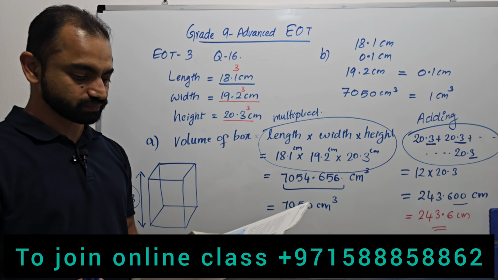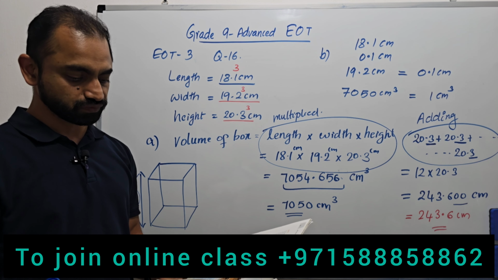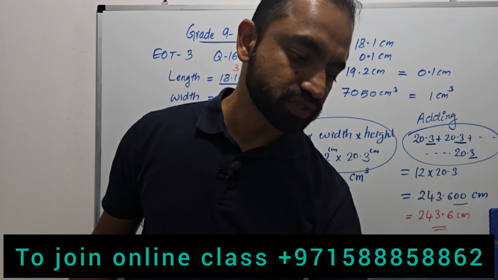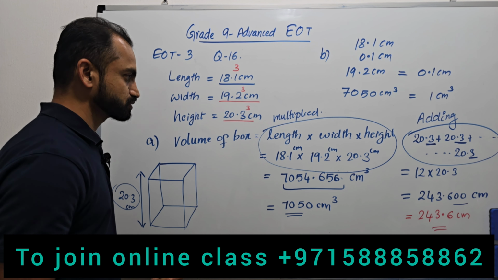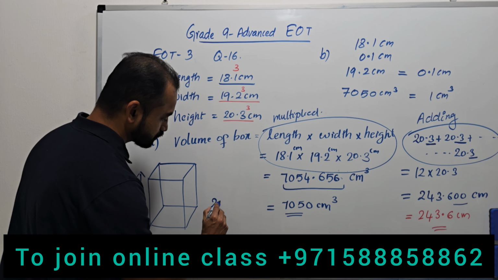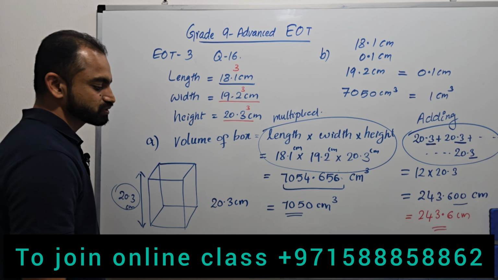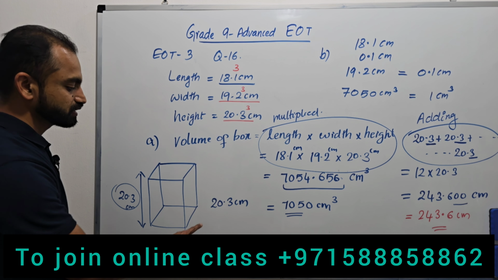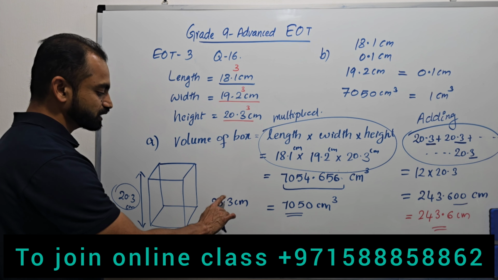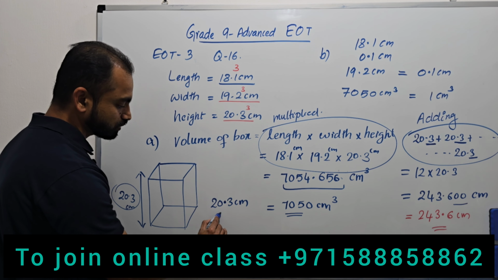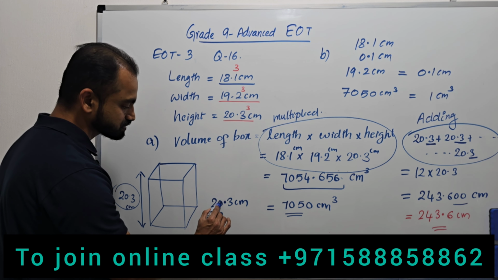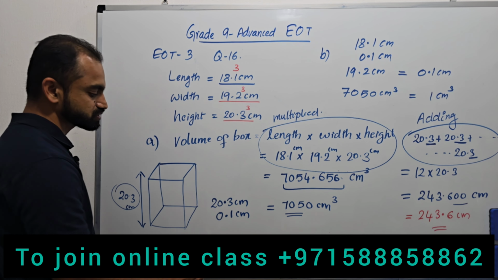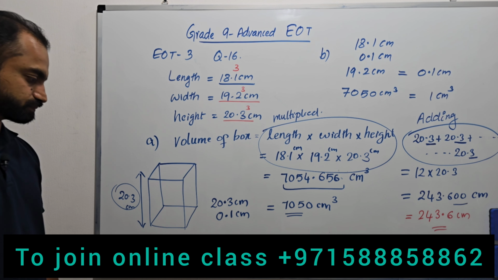The next part, D of the question: how precise is the measurement of the height of one box of the 12 boxes? So the height of one box is 20.3 centimeter. What is the precision? If this is the reading, how do we write the precision? Make all the digits 0 and only the last digit 1. So 20 becomes 0, and the last digit we make 1. Precision is 0.1 centimeter.